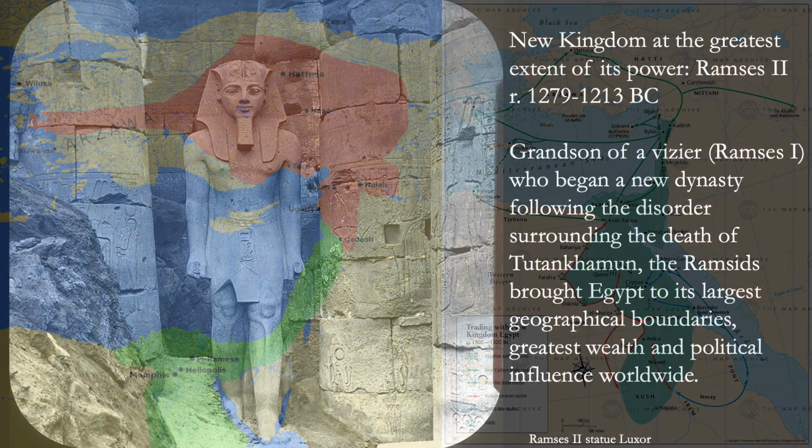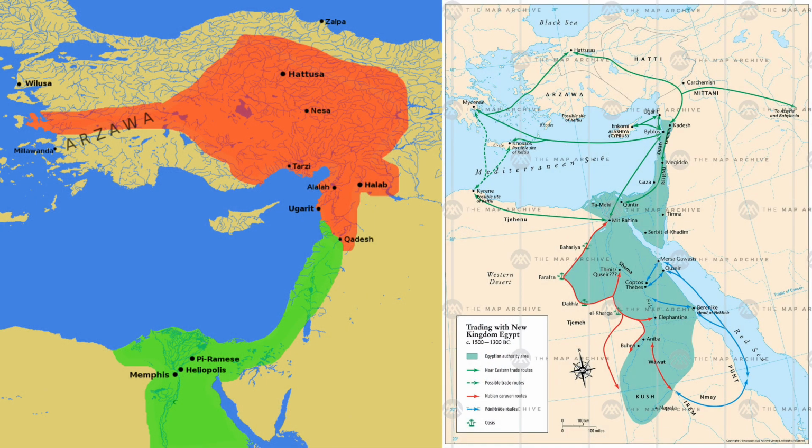So, what does it look like? It looks like this under the Ramses. You can see this bright green. This is all Egyptian territory. And you can see how they're moving out of the Nile area and along the eastern coast of the Mediterranean.